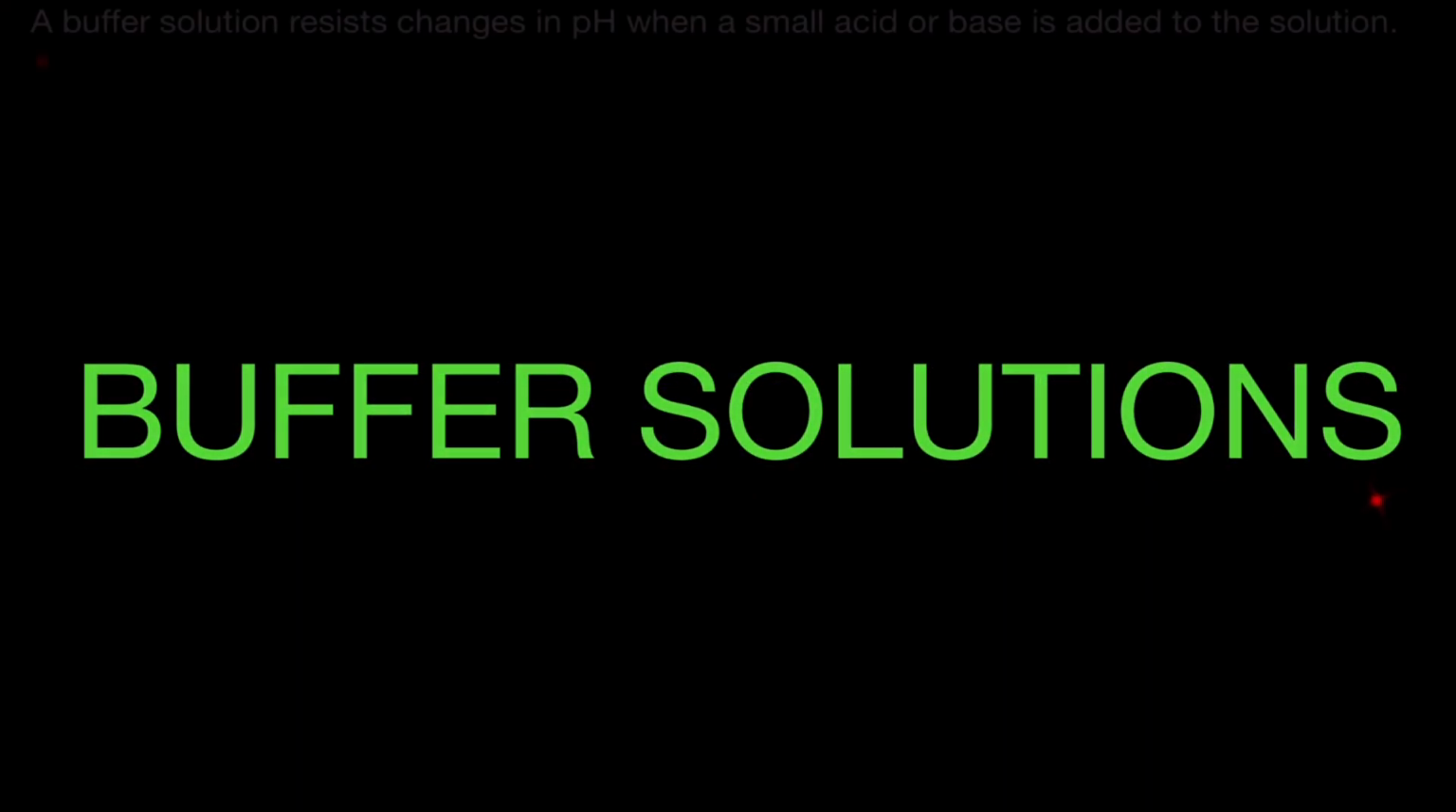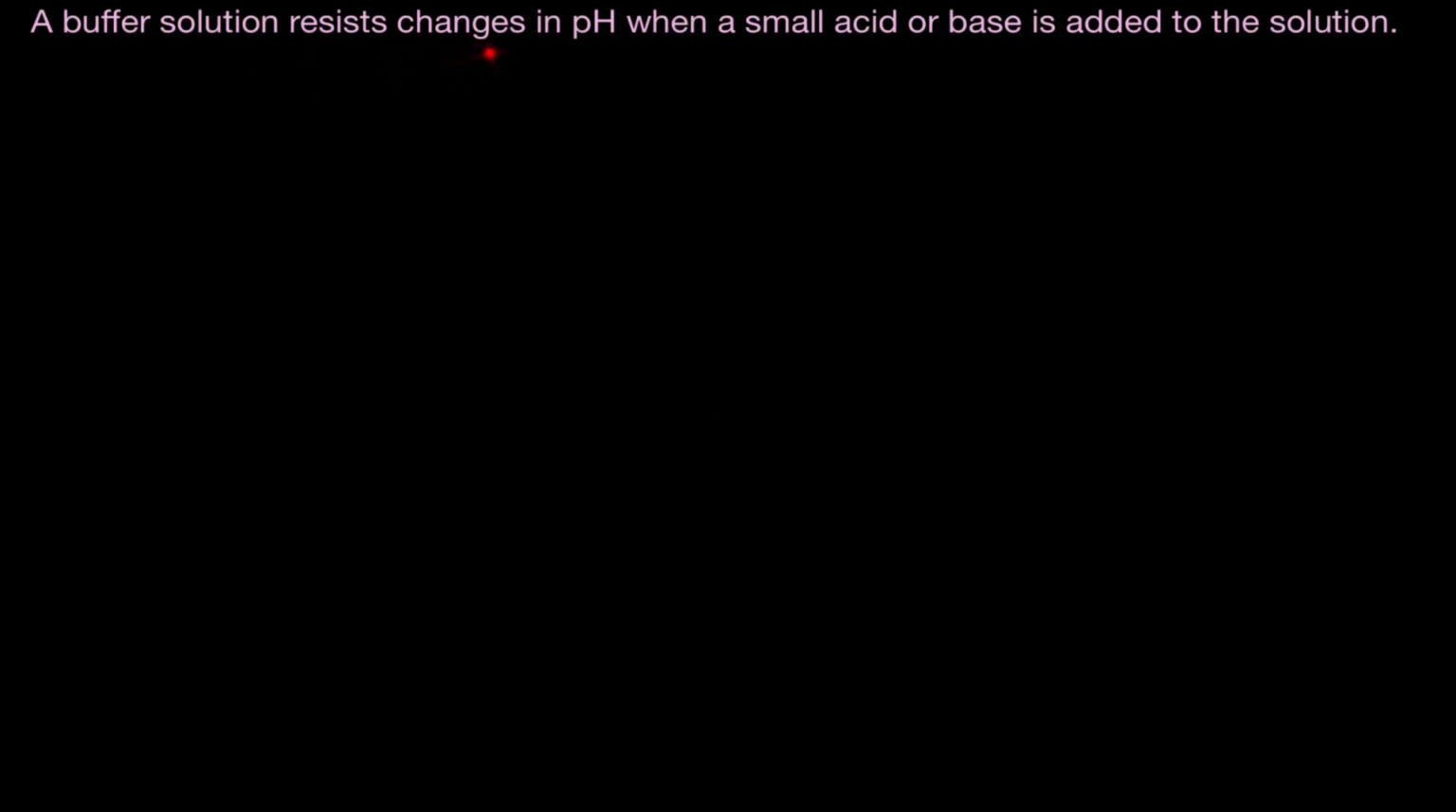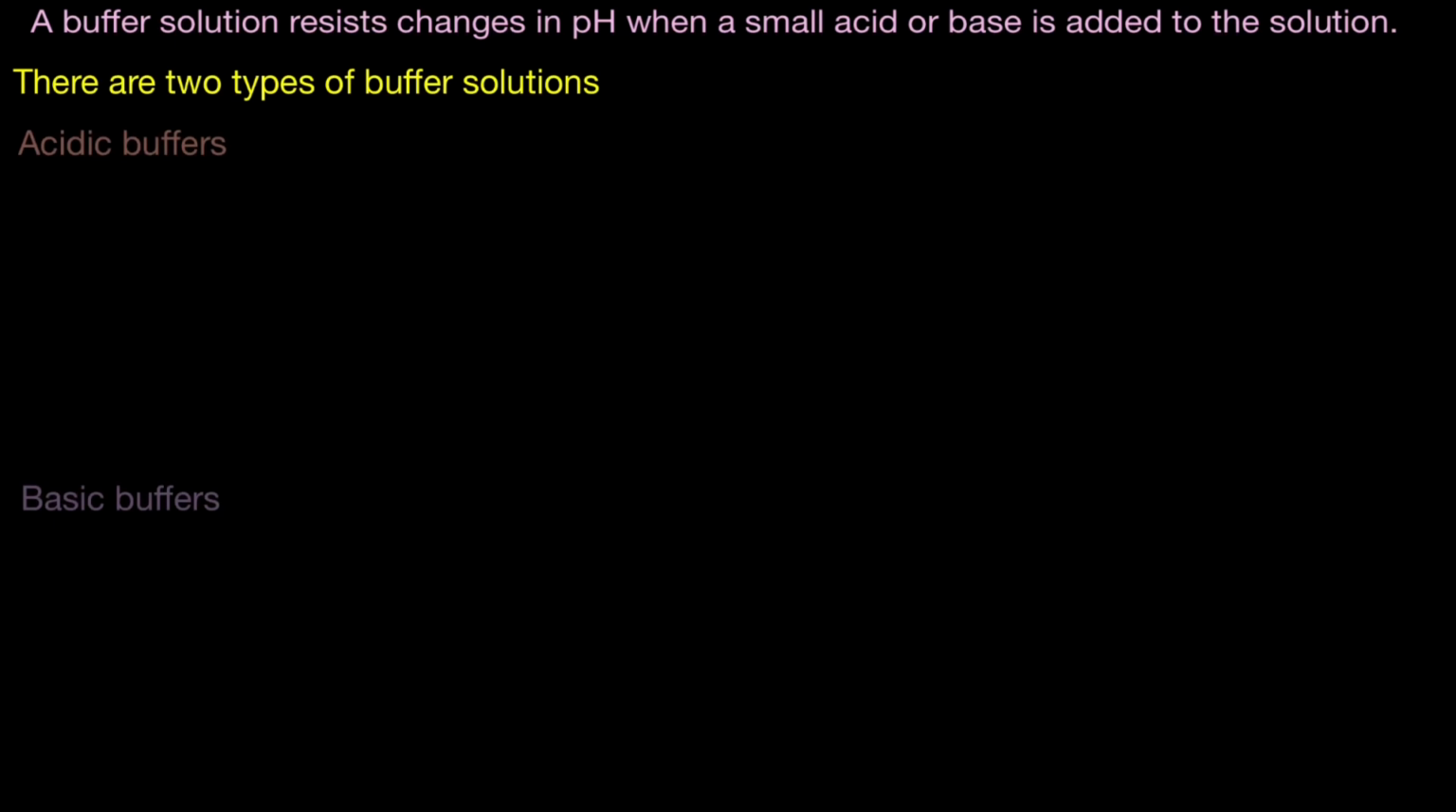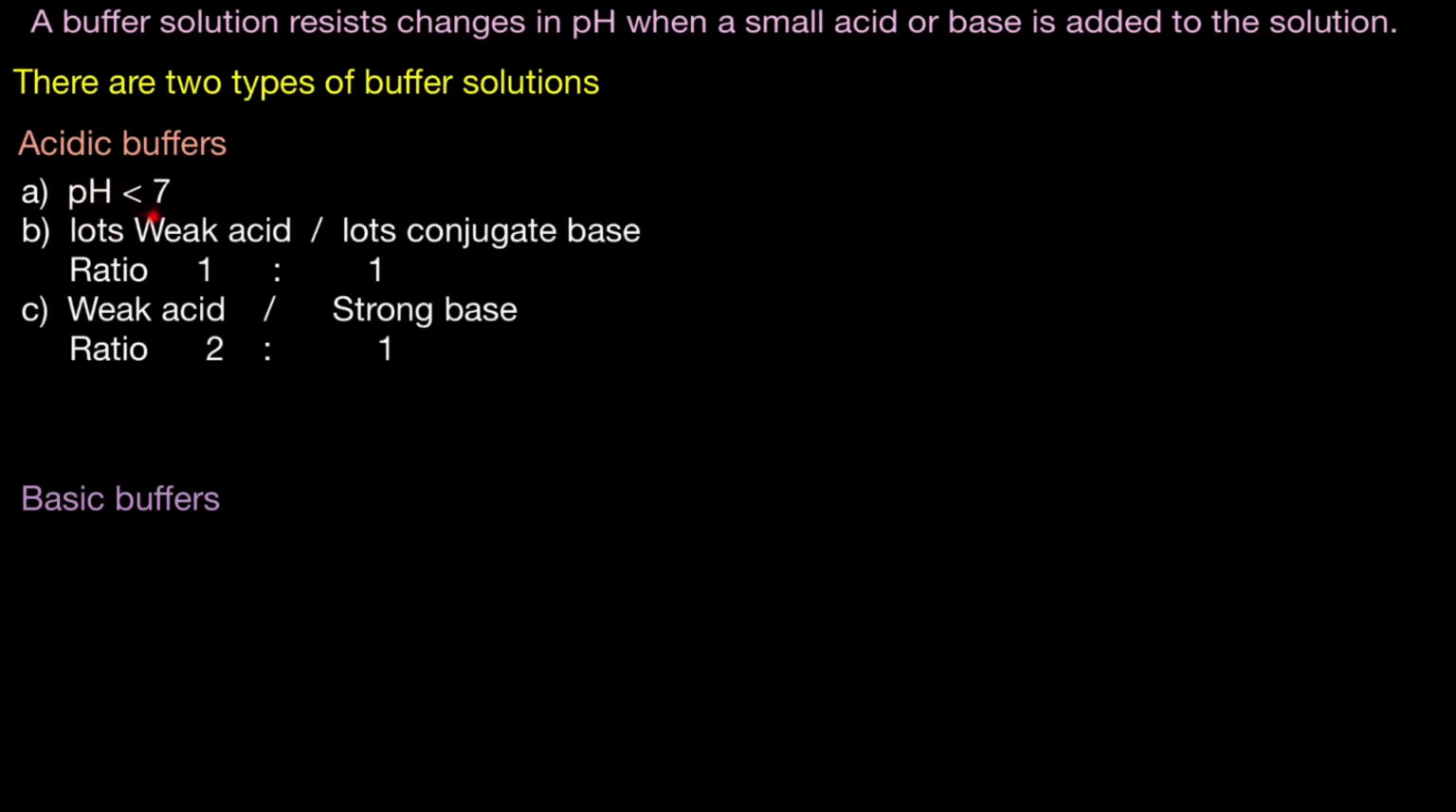Buffer solutions. A buffer solution resists changes in pH when a small amount of acid or base is added to the solution. There are two types of buffer solutions: acidic buffer solutions and basic buffer solutions. For an acidic buffer solution, the pH will be less than 7. We use a large amount of weak acid and a large amount of the conjugate base of the weak acid. They have to be in a ratio of 1:1 for the maximum buffering capacity.